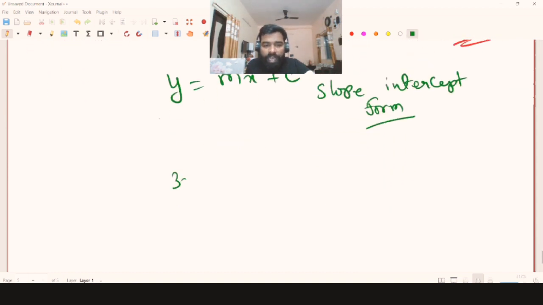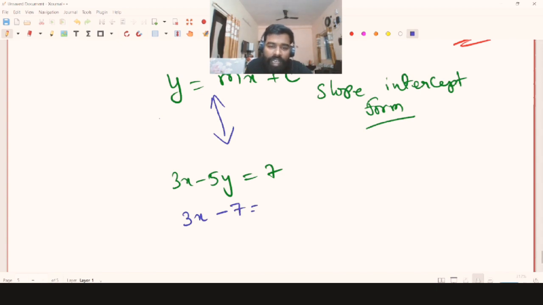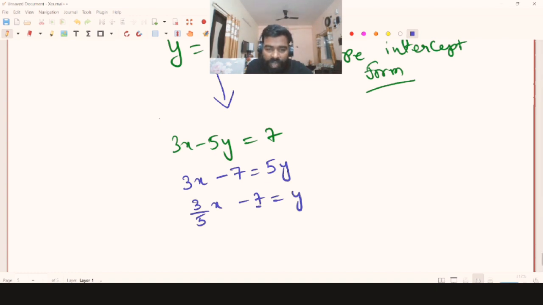So we have 3x minus 5y equal to 7. You need to convert it to this form. Bring 7 to the left side and take the minus 5y to the right hand side. Now you cross this 5, so you have 3 by 5 x minus 7 by 5 equal to y.